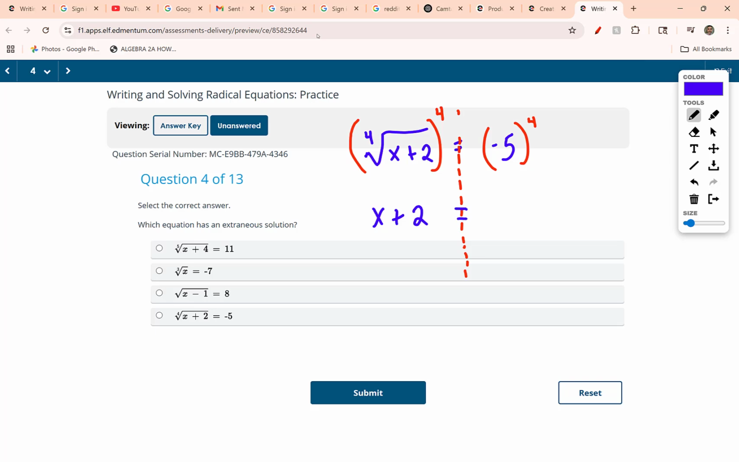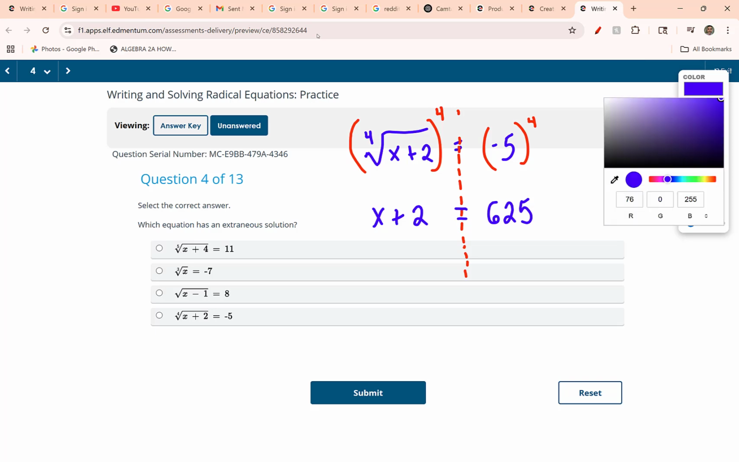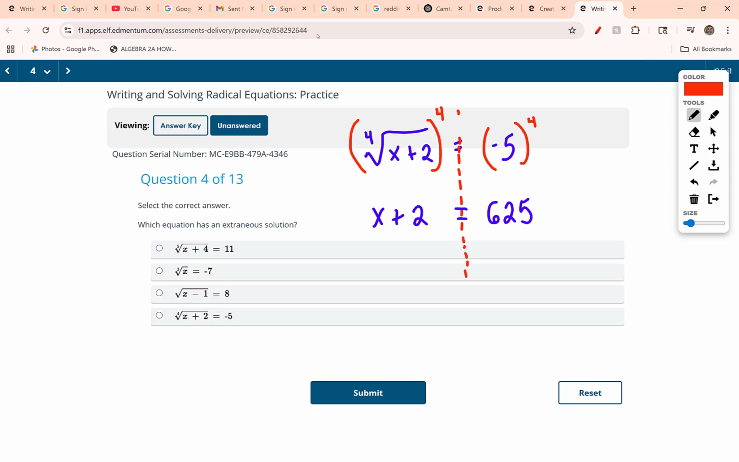And then negative 5 multiplied by itself 4 times is positive 625. If you're using a calculator, make sure you've got parentheses around the negative 5 and the 4 on the outside of those parentheses. Now our last step, subtract 2 from both sides, and we get an answer of x equals 623.